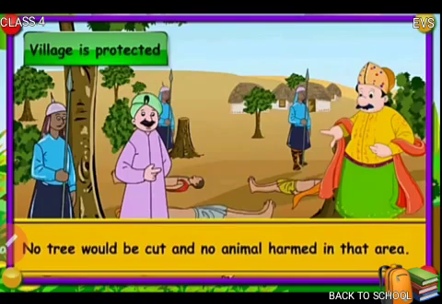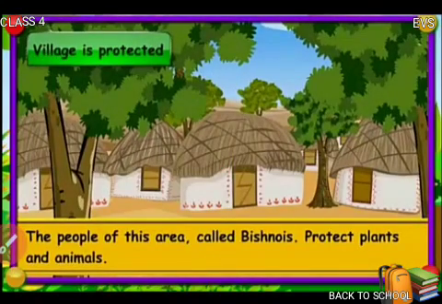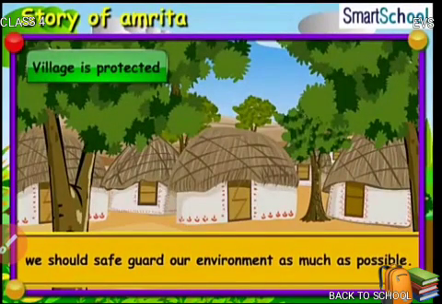So, what can we conclude? We should protect the plants and animals also. I have already told you the people of that village are known as Bishnois. So, we should safeguard our environment as much as possible. I hope you all will save our environment, you all will grow more and more green trees, and we all will clean our environment. We should not pluck the flowers. So these are some better ways in which we can safeguard our environment.